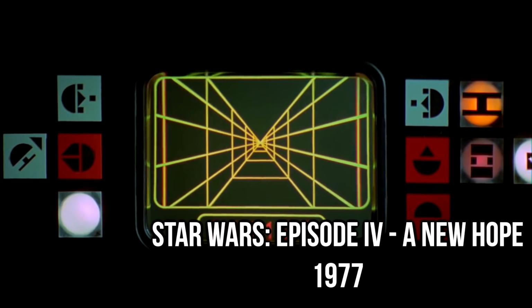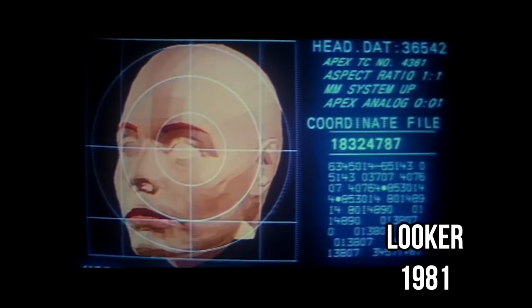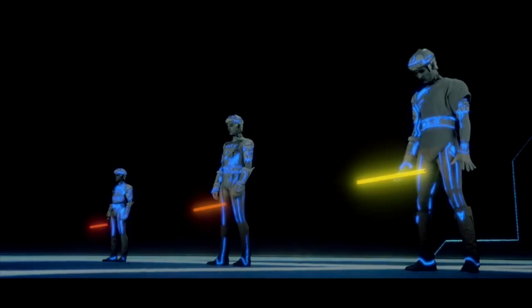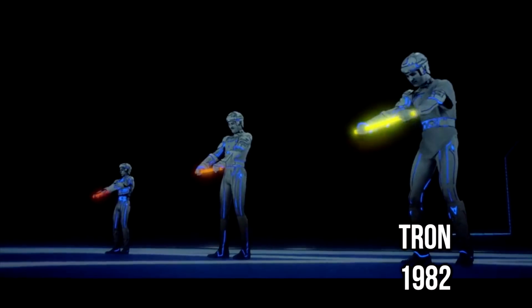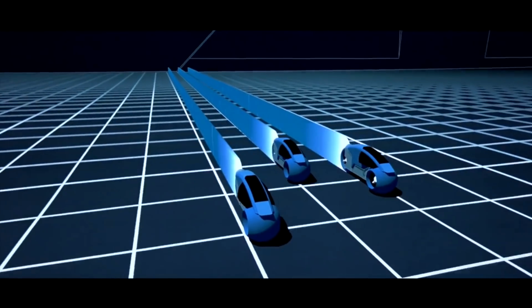This technique was also used in Alien. Looker was the first feature containing a computer-generated human character, and the following year, Tron famously showcased CGI extensively, and it was the first feature to use such prolonged use of solid CGI.